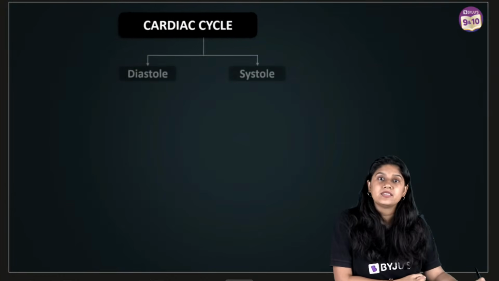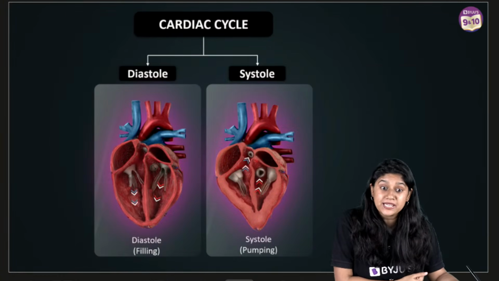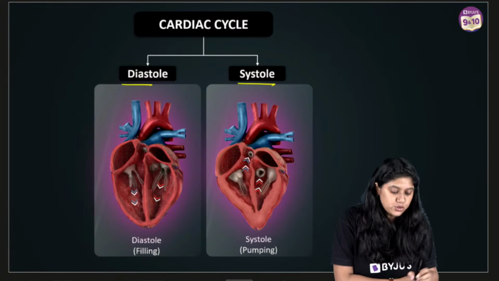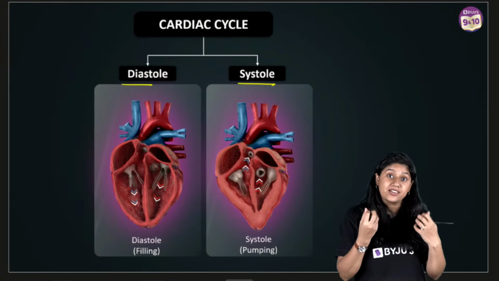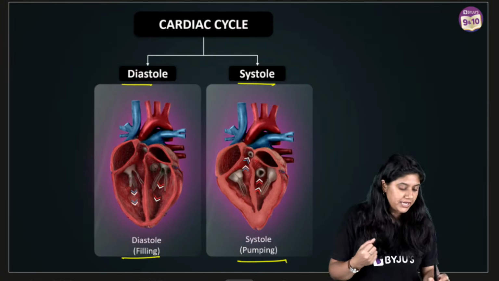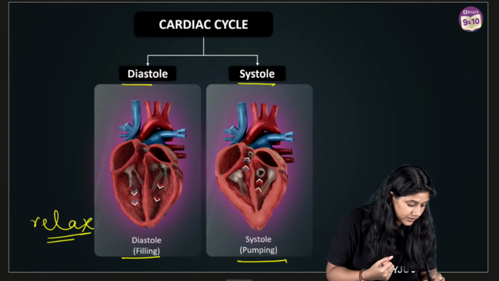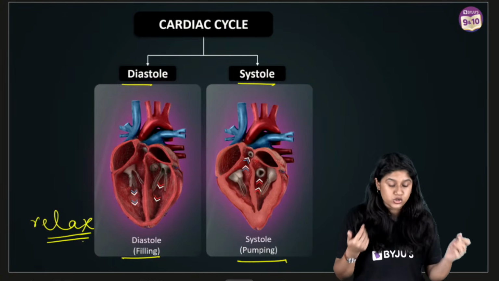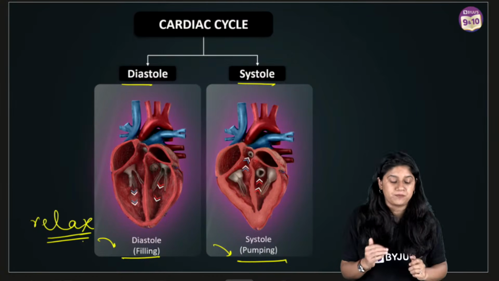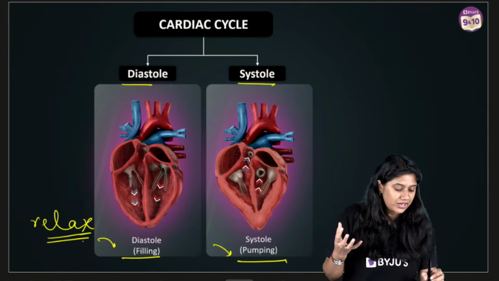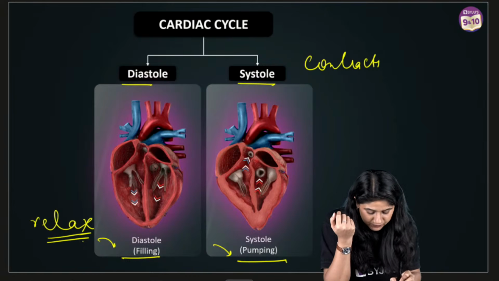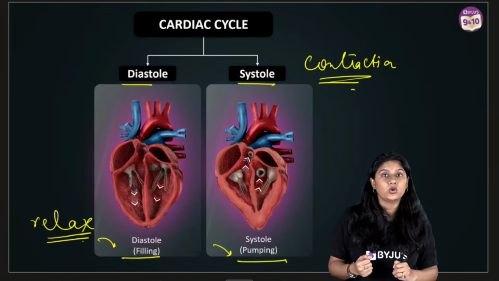So here we have the cardiac cycle. Everyone, please do focus over here. It's very, very important. There are two types of movement that happen: diastole and systole. Diastole means relax. Remember this, everyone. Diastole also means filling, whereas systole means pumping or contraction. So relaxation is diastole, and the contraction is systole.